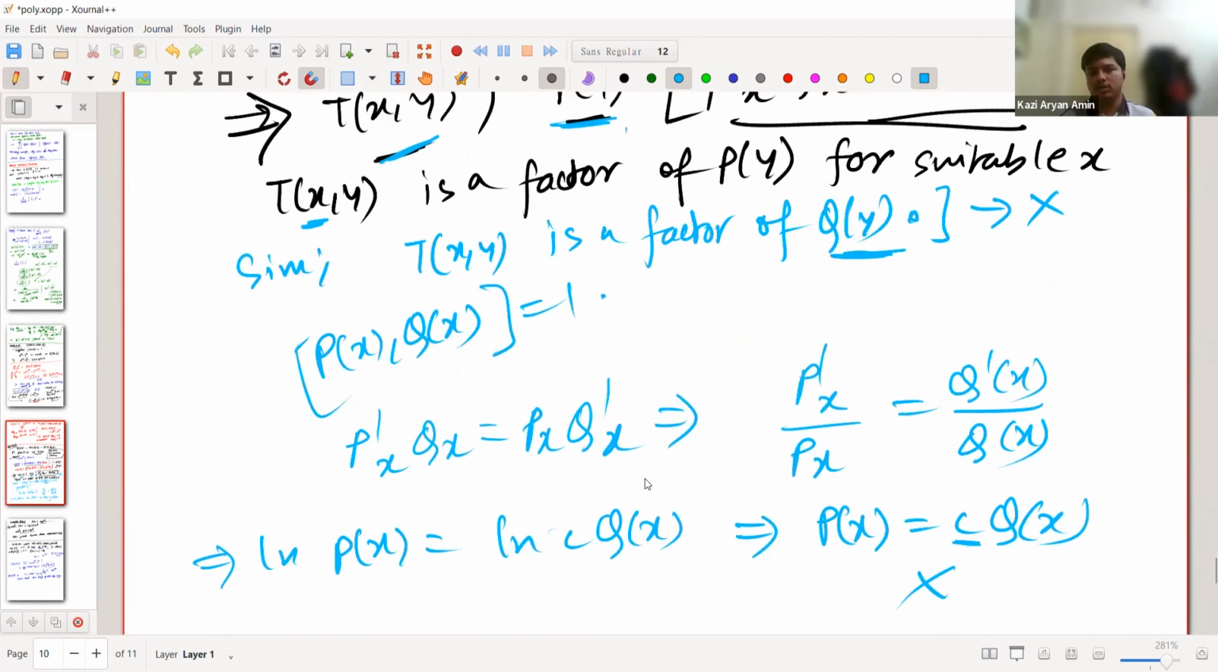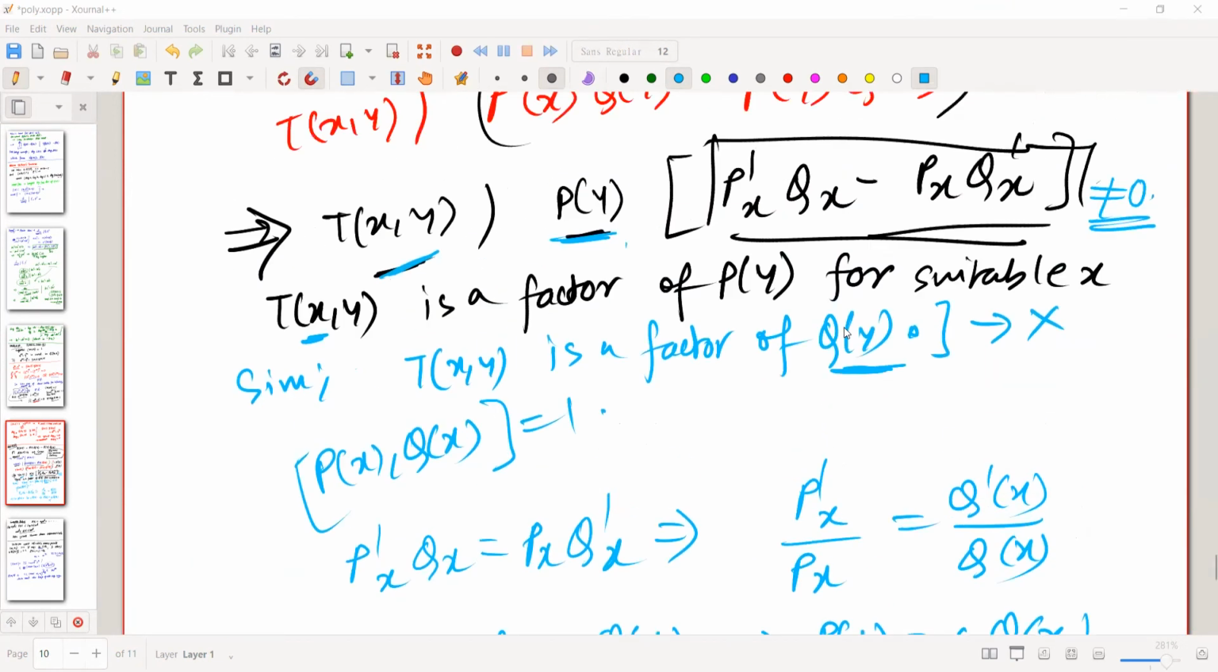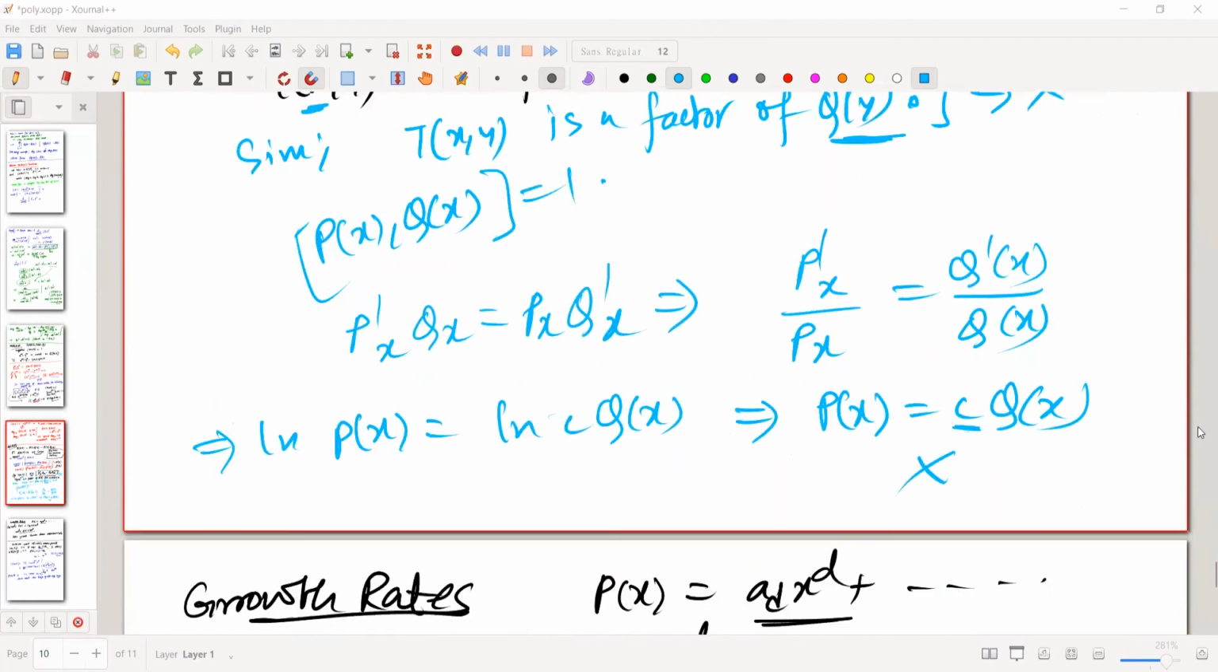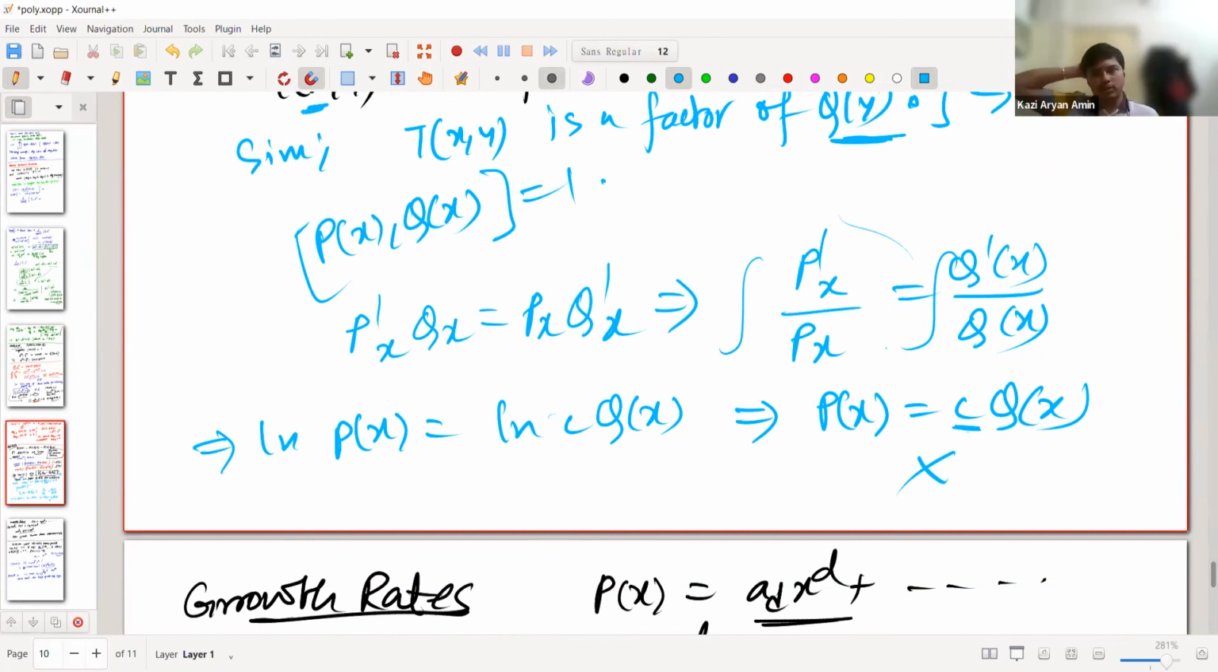Does anyone have any questions regarding the proof of this problem and, in general, any problem from the lecture? Feel free to ask. Did you integrate for the ln thing? Yeah, this is just integration. I'll probably be uploading the problem set by tomorrow.